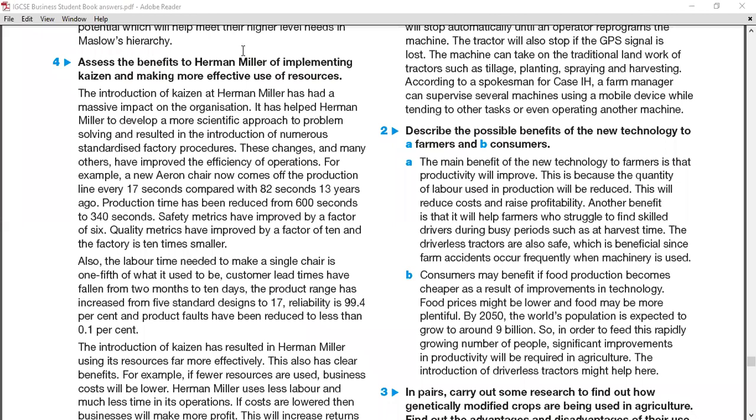Assess the benefits to Herman Miller of implementing Kaizen and making more effective use of resources. So for this question, I invite Liara. Can you read the answer, please?